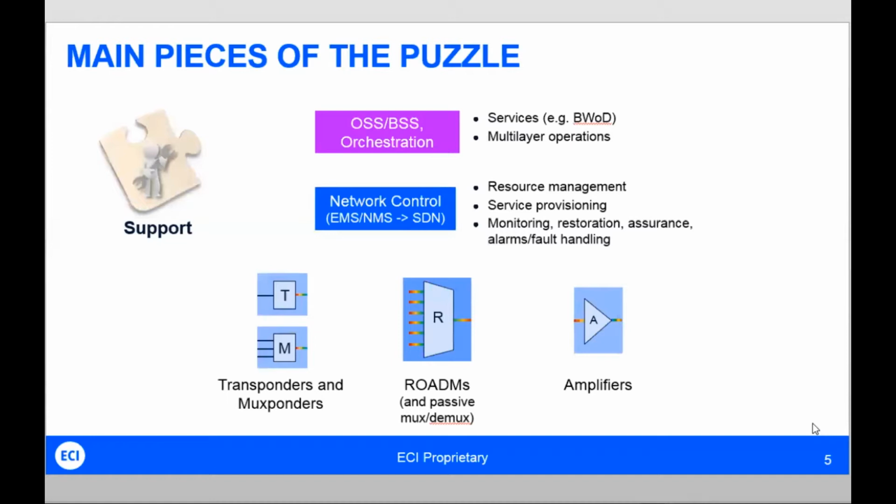And this is responsible for managing the resources in the network, for provisioning them, and then for ongoing management, monitoring, on-the-fly reconfiguration, alarms and fault handling, etc. In other words, making sure you have a smooth operation of your network.